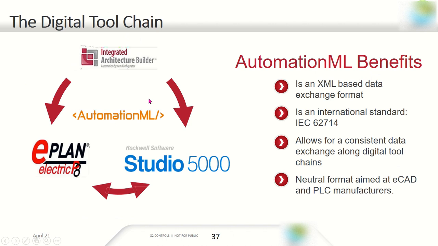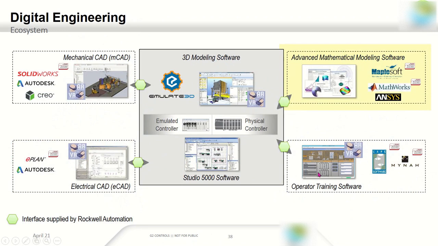AutomationML is used by Studio 5000, E-Plan electrical, and Integrated Architecture Builder. The AutomationML benefit is an XML based data exchange format, an international standard like IEC 62714, allowing consistent data exchange along the digital tool chain, and a neutral format for ECAD and PLC manufacturers. The similar one, digital engineering.